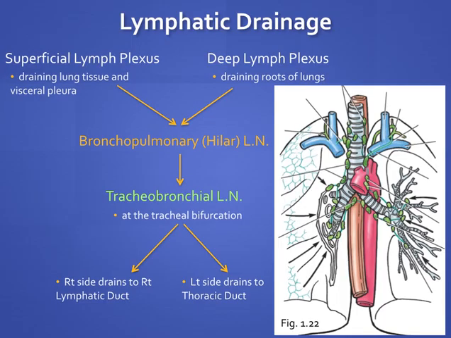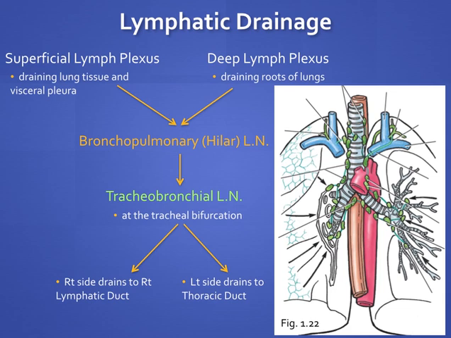Lymphatic drainage: you have lymphatic tissue, lymphatic fluid, which needs to be drained away from the lungs. And so you can divide the lungs into a superficial lymphatic plexus, which is the fluid being drained primarily from the lung tissue and the pleura, which is a connective tissue sheet that covers the lungs. And then you have the deep lymphatic plexus, which is draining just the roots of the lung, right at the base of the lung, right near the hilum. Then all that lymphatic fluid is going to drain to a collection of lymph nodes that surround the hilum, and they are called the hilar lymph nodes, or the bronchopulmonary lymph nodes.